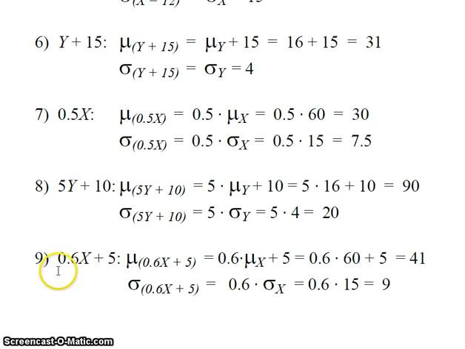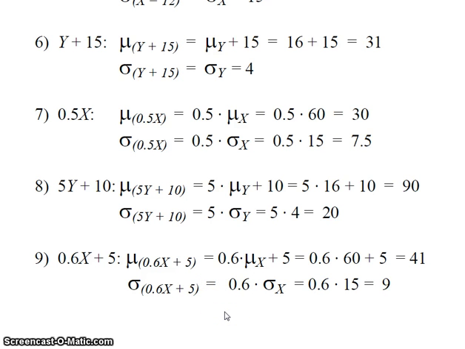If you transform x by multiplying it times 0.6 and then adding 5, the mean of 0.6x plus 5 is going to be 0.6 times the original mean of x plus 5. 0.6 times 60 is 36, and 36 plus 5 is 41. The standard deviation of 0.6x plus 5 is just 0.6 times the original standard deviation, which is 0.6 times 15, or 9. That plus 5 makes no difference to the spread. It only affects the center.